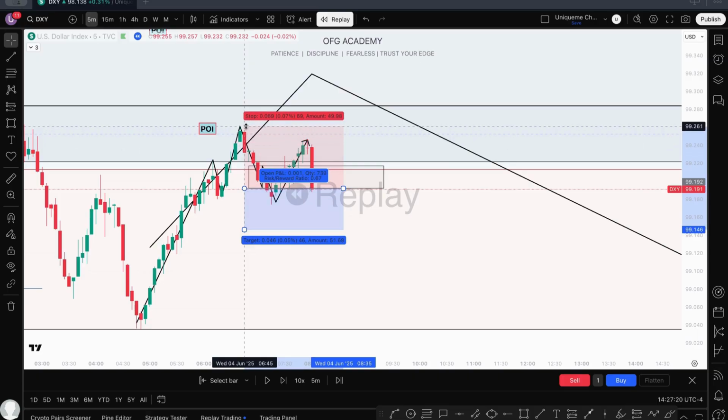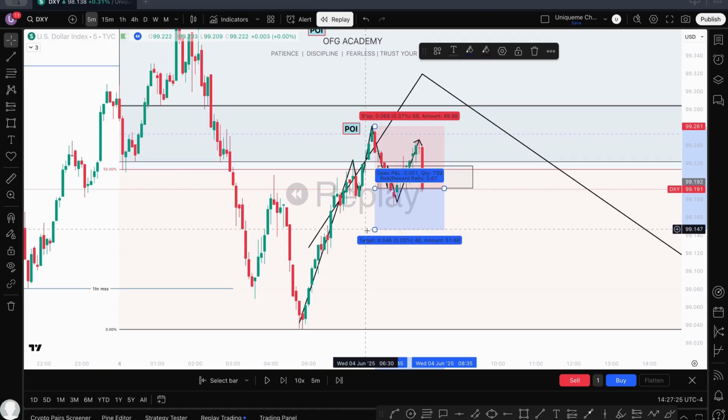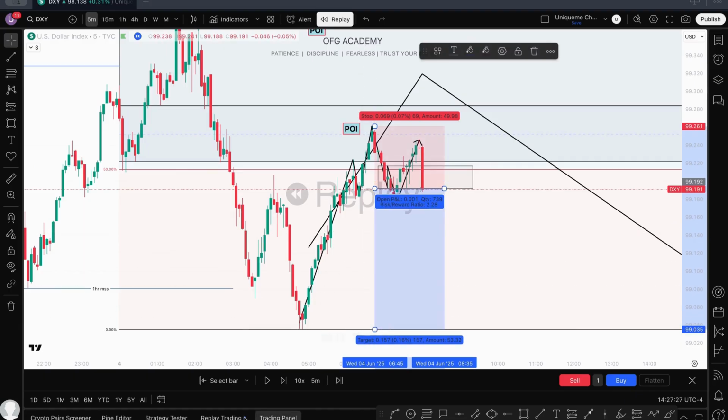Put your stop loss above here and target the next swing point below. It just depends on how you want to use your own zone for entry for a TP.